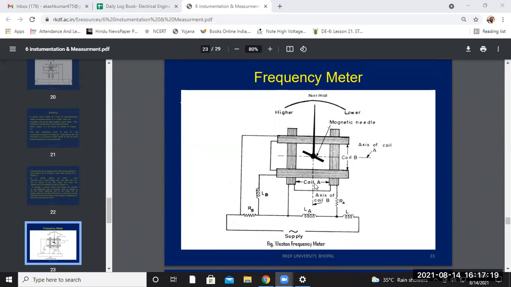This is called the Weston frequency meter. As you can see, this is the resistance RA, inductance LA, there is a normal inductance L, and a coil connected. This is the needle portion which represents the value of the frequency. This is for the higher value of the frequency, and this is for the lower value. This is the magnetic needle. The axis of the coil is this. This is the positive edge. This is the coil A.